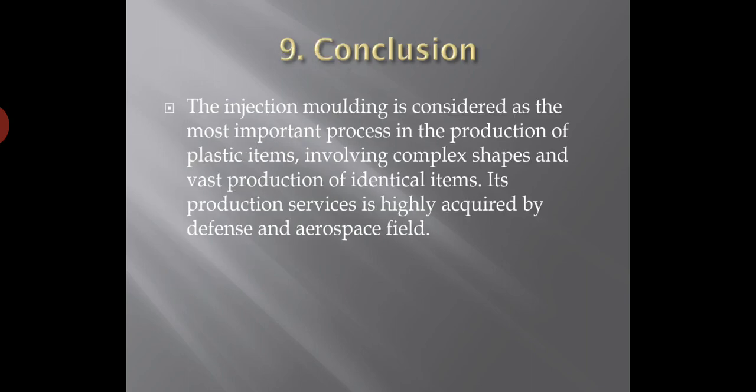Conclusion: injection molding is considered the most important process in the production of plastic items, involving complex shapes and vast production of identical items. Its production service is highly sought after by the defense and aerospace fields.